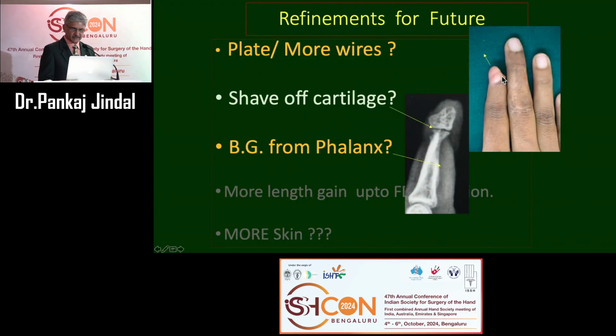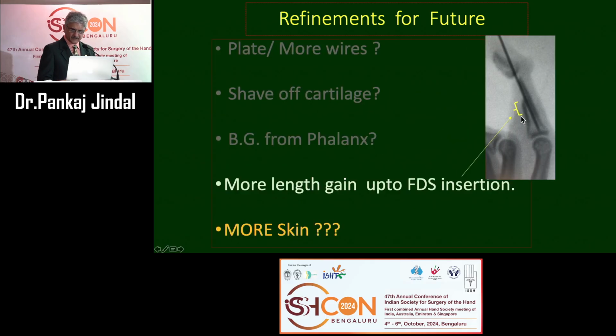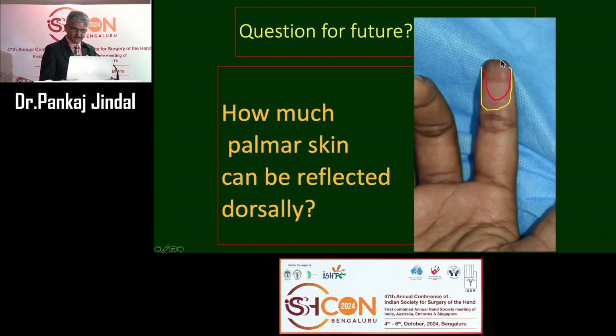Refinement, yes, we need refinement because we don't want this angulation. If you put a plate on the volar aspect, the plate will probably be palpable. Therefore, maybe adding a couple of wires may be helpful. Shaving of the cartilage may help. I won't say this is a pseudarthrosis, but probably the joint line at least will not be visible. I can harvest a little bit of bony spicules from here and graft here. More length can be gained because this amount of bone, about 8 millimeters, can be harvested. I need to save only about 9 millimeters of FDS here, so some more length can be reflected.